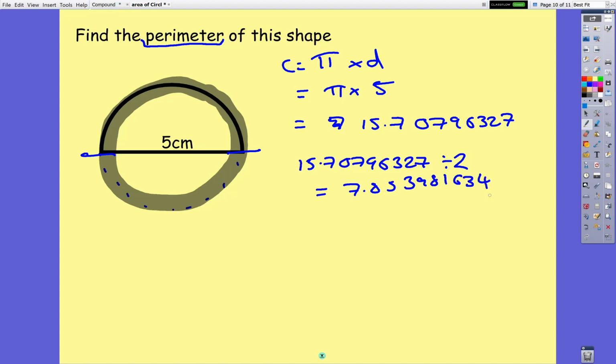That gives me 7.853981634. Now be careful, some people think they're done. Why is that not done, I ask you? It's nothing to do with not putting the units on. What is it about it? Hopefully you've said it. You're actually missing this part here.